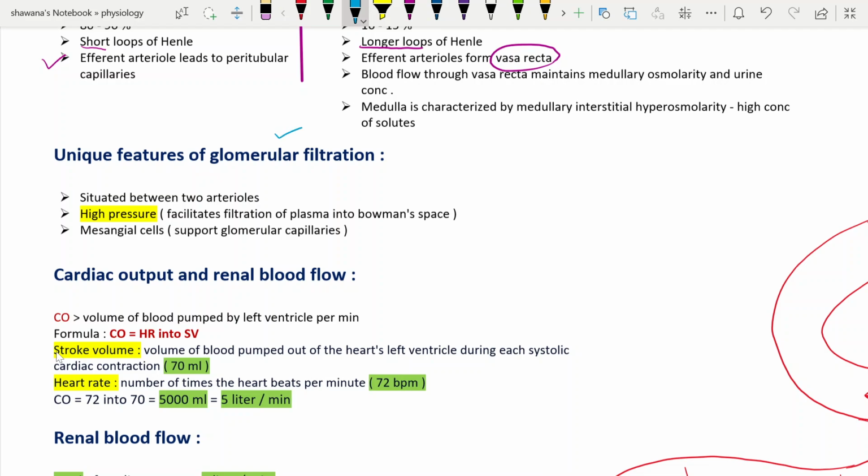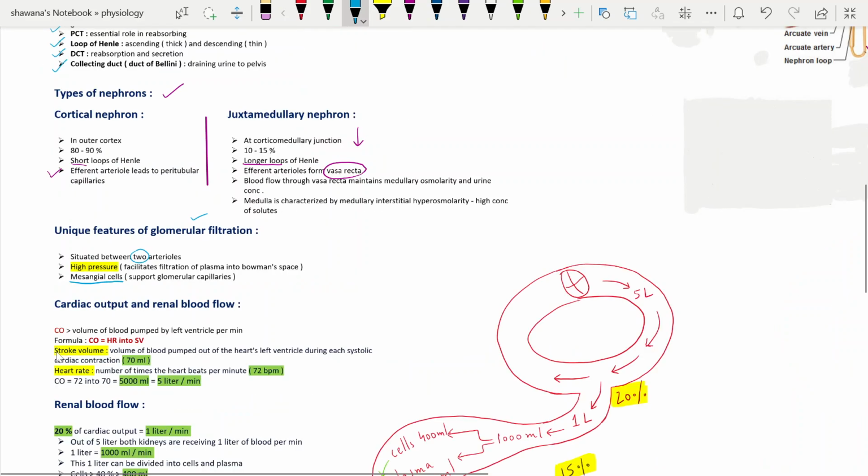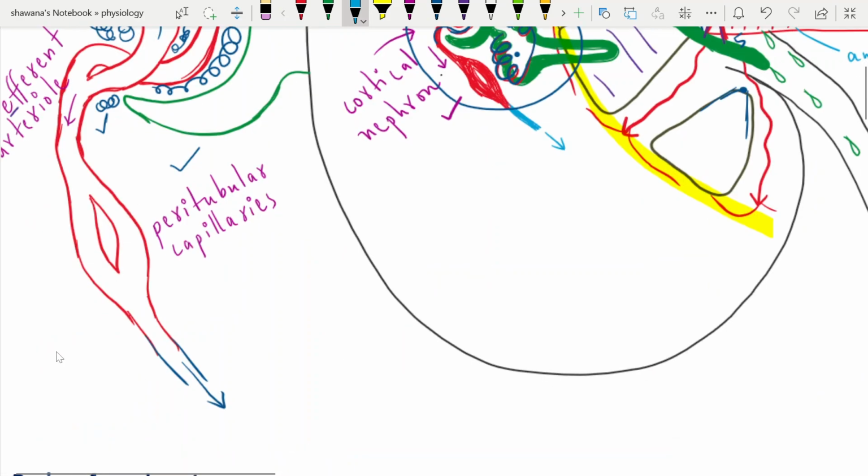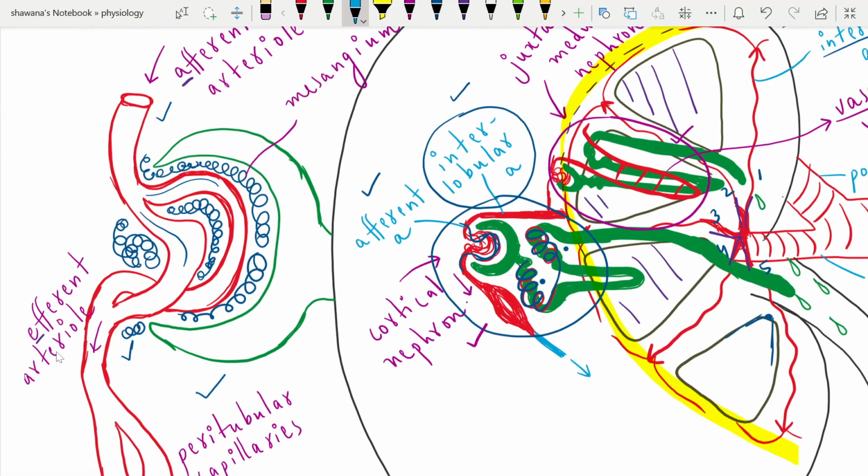The feature of glomerular filtration is that it is situated between two arterioles, so it is a high pressure system, and it is supported by the mesangial cells. What is mesangium? Mesangium is this structure which is highlighted in dark blue color. It is mesangium. Mesangium is a connective tissue.